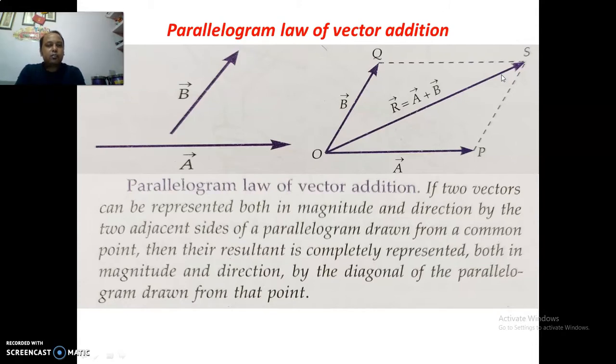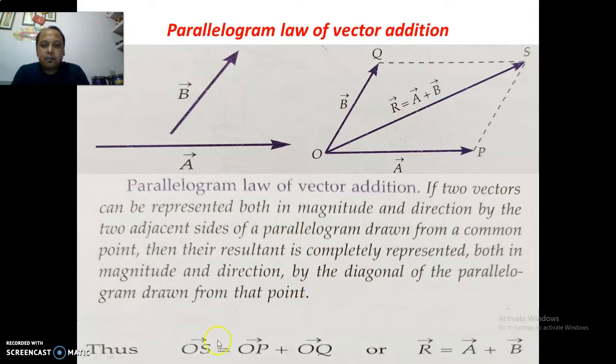In triangle law, we consider a triangle where the vectors are taken as the two adjacent sides of a triangle taken in the same order, whereas in case of parallelogram law, the two vectors are taken to be the two adjacent sides of a parallelogram such that they are co-initial. The resultant is represented in the same manner. You can see here the resultant is OS, which is given by OP plus OQ. That is vector R, that is the representation of the resultant. Vector R is equal to vector A plus vector B.